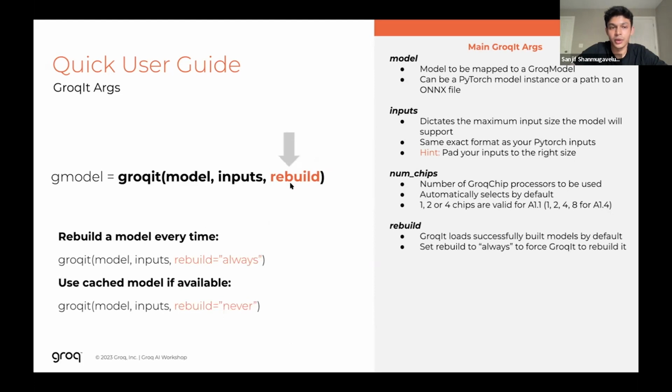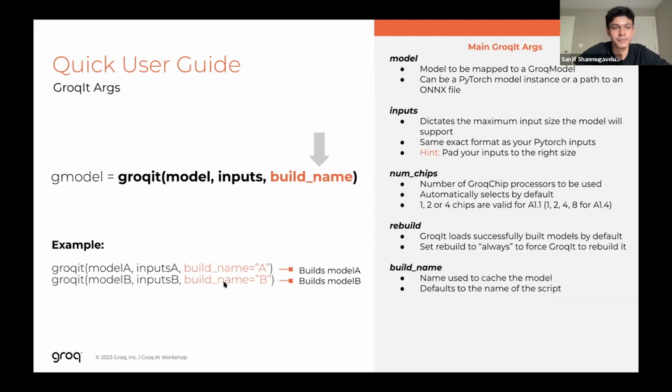You can decide whether to rebuild with GroqFlow. The default is that whenever you run GroqFlow, we will rebuild the executable. But sometimes these compiles may take some time, depending on the topology. In that case, you are more than welcome to say don't rebuild this, and you can grab the executable from your cache folder. You can specify different build names, so you save them in different cache directories.